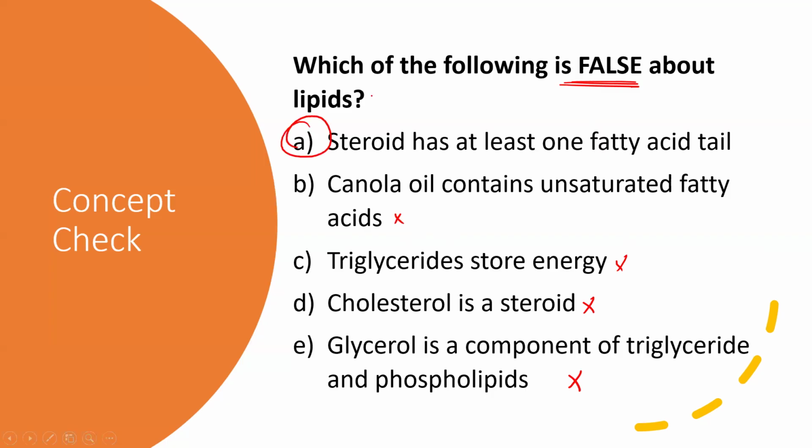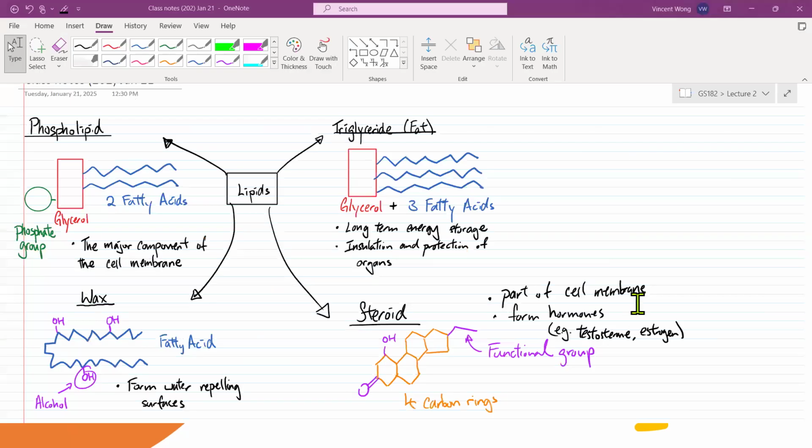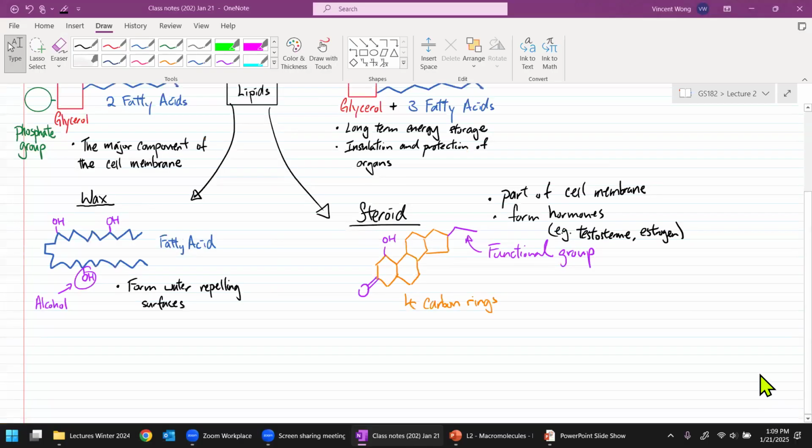Steroid does not have to have fatty acid. Look at the notes here. Fatty acids are the blue zigzags, and this is my steroid. Do we see a blue zigzag? No, we don't. The only key defining feature of a steroid is the carbon rings. If you see a picture with 4 rings, you know it is a steroid.